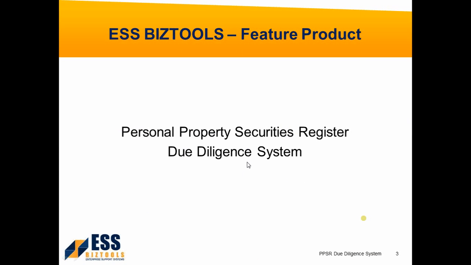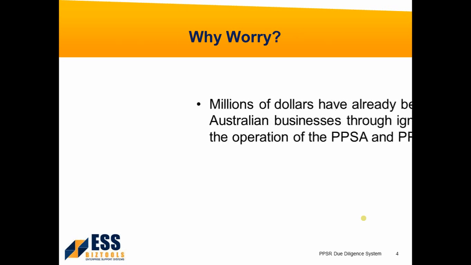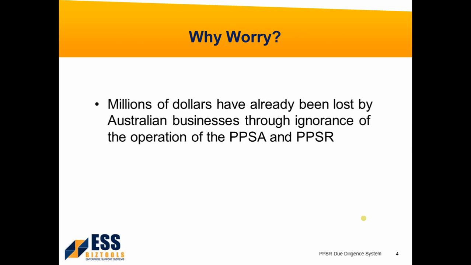So the feature product we're going to look at today is the Personal Property Securities Register due diligence system. So why worry? I've had accountants ring me and ask me that. Why are you talking about this? Well, the reason we're talking about it is millions of dollars have already been lost by Australian businesses through ignorance of the operations of the Personal Property Securities Act and the Personal Property Securities Register. We believe that's something worth worrying about.